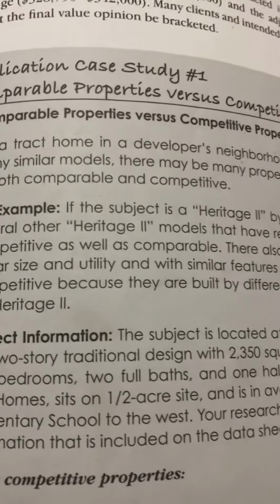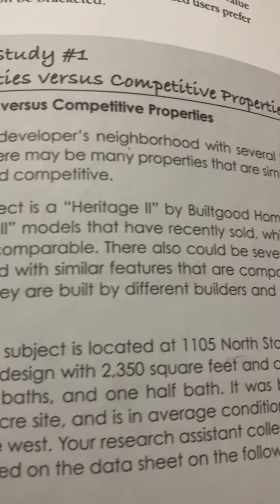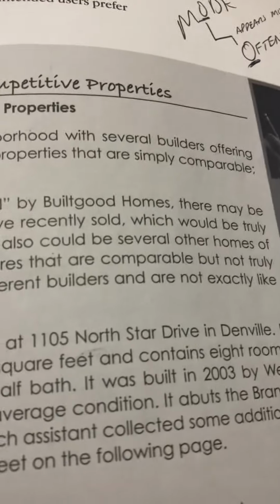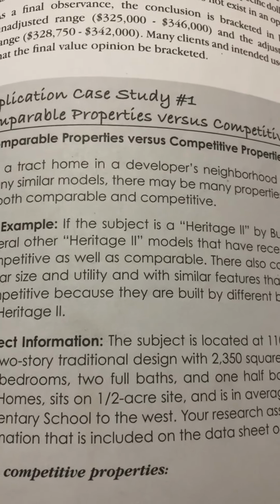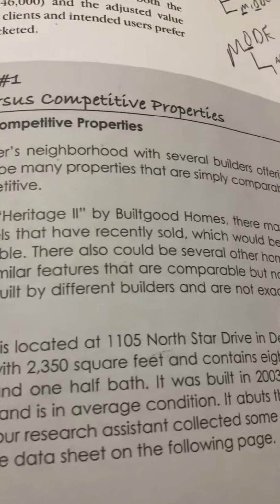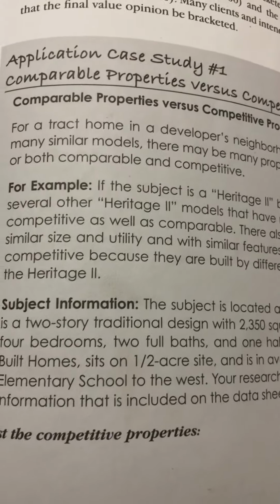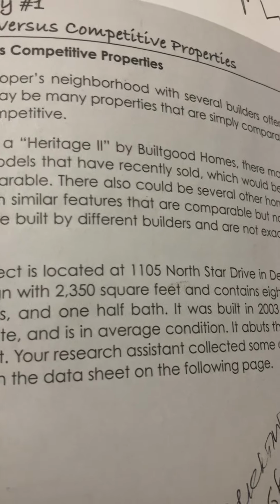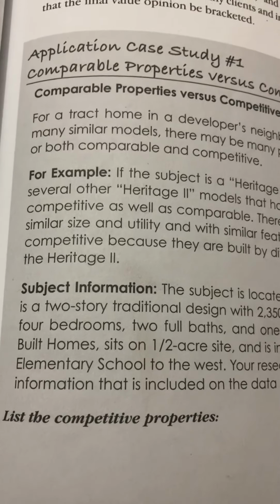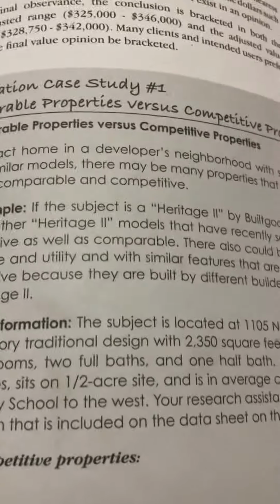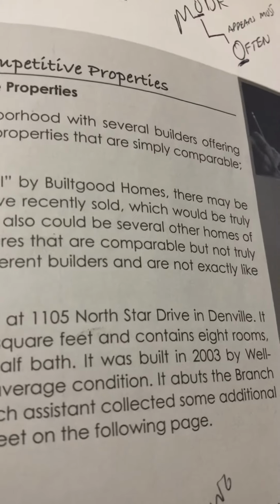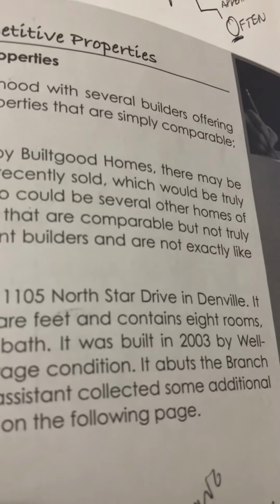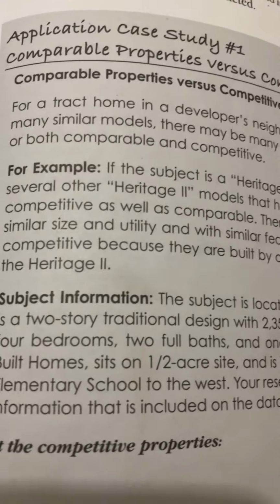For example, if the subject is a Heritage 2 built by Built Good Homes, there may be several other Heritage 2 models that have recently sold, which would be truly competitive as well as comparable. There also could be several other homes of similar size and utility and with similar features that are comparable but not truly competitive because they are built by different builders and are not exactly like the Heritage 2.